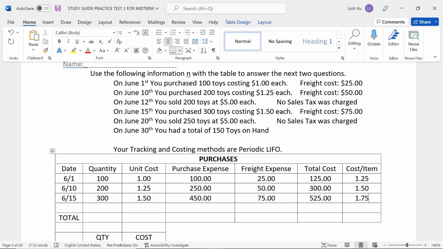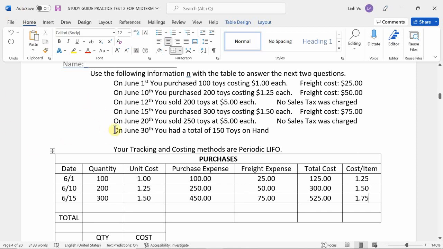$1.75. Right? And then on June 20th, you sold 250 toys for $5 each. What do you do with this transaction? You don't do an entry. Well, you do an entry for sales, but not in the table.